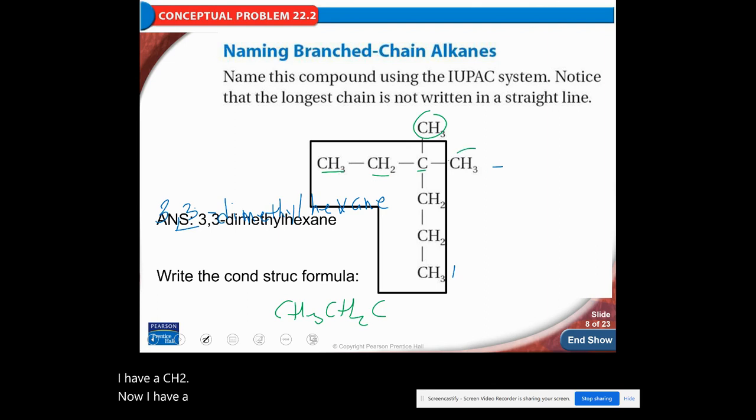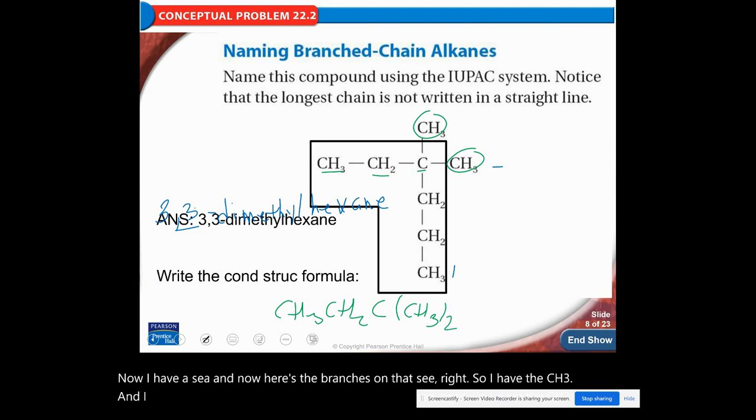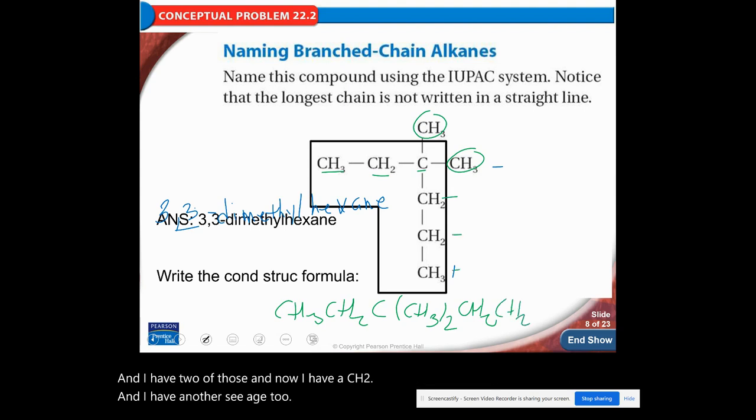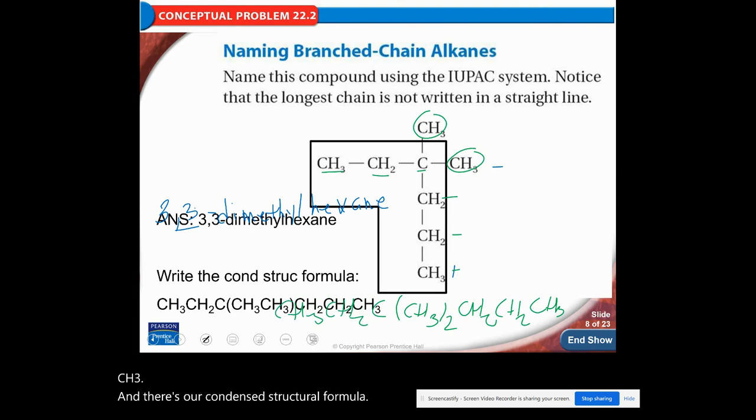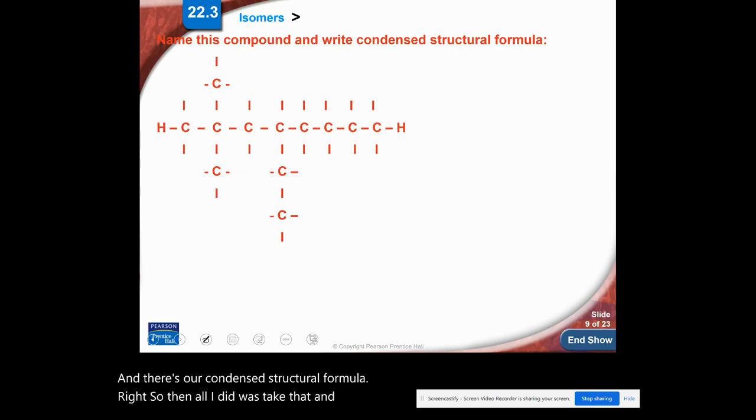And now here are the branches on that C. I have the CH3, and I have 2 of those. And now I have a CH2, and now I have another CH2, and I have another CH3. And there's our condensed structural formula. So all I did was take that and make it into that.